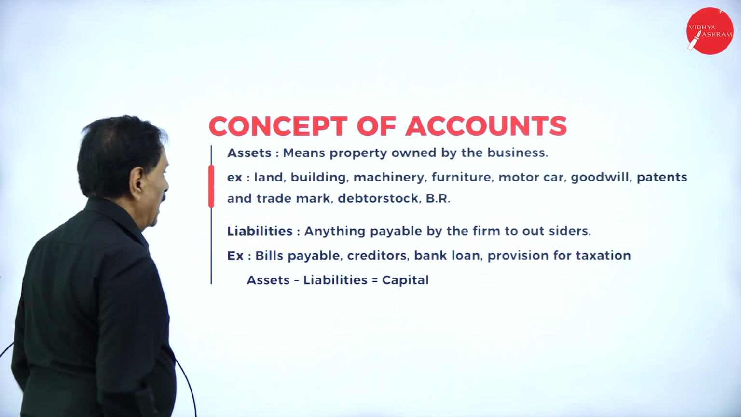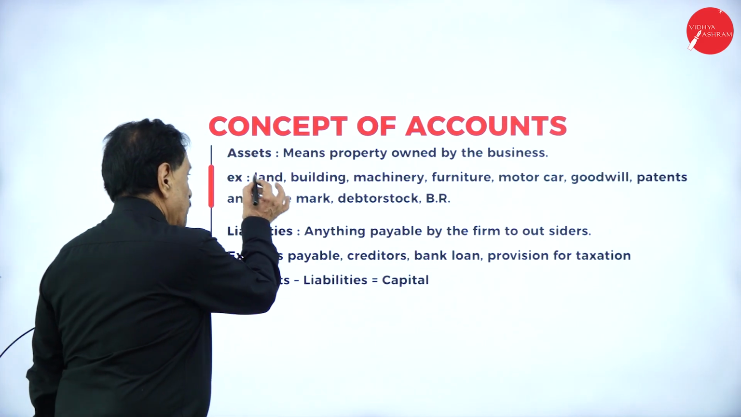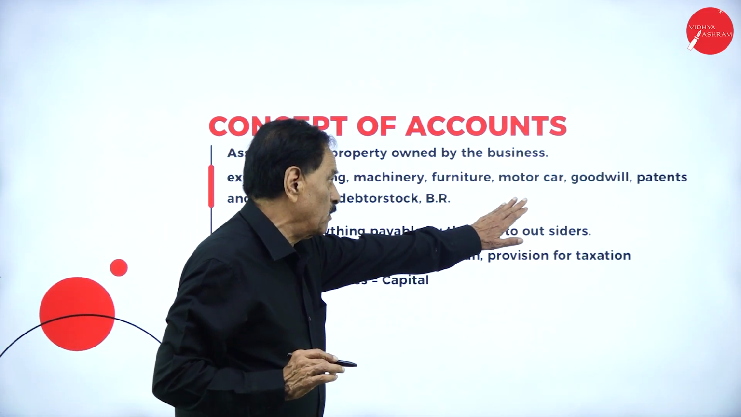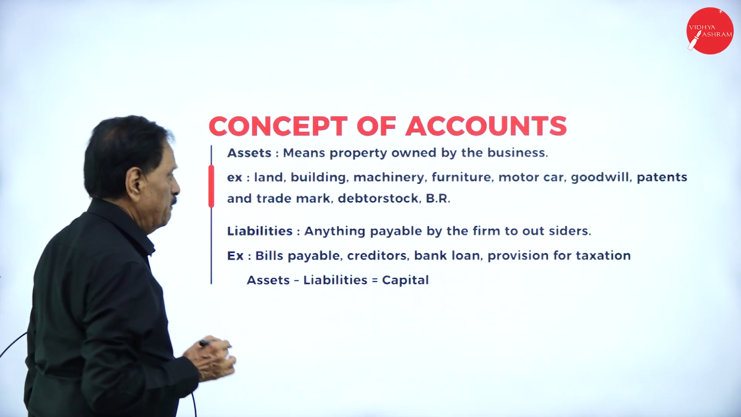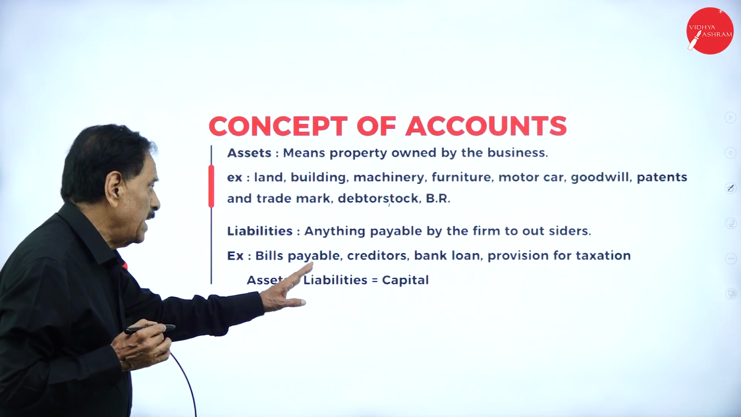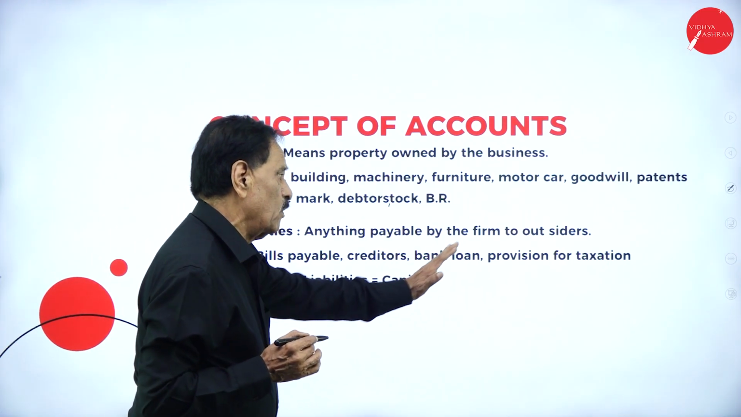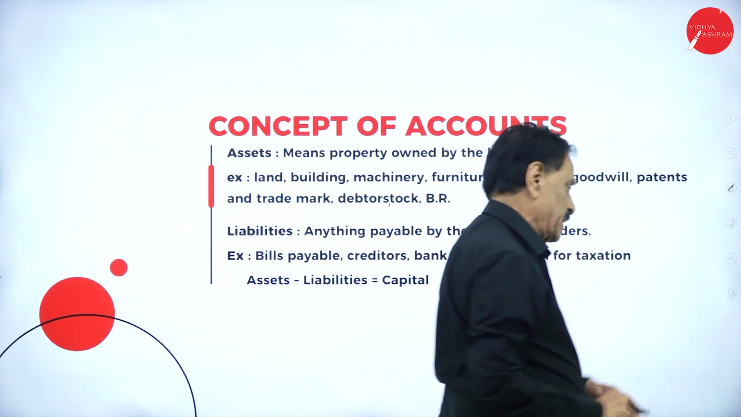Concepts of account. Asset means property owned by the business. The property may be land, building, machinery, furniture, motor car, goodwill, patents and trademark, debtors, bills receivable, stock. Liability is anything payable by the firm to outsiders: bills payable, creditor, bank loan, provision for taxation. Assets minus liabilities is equal to capital.